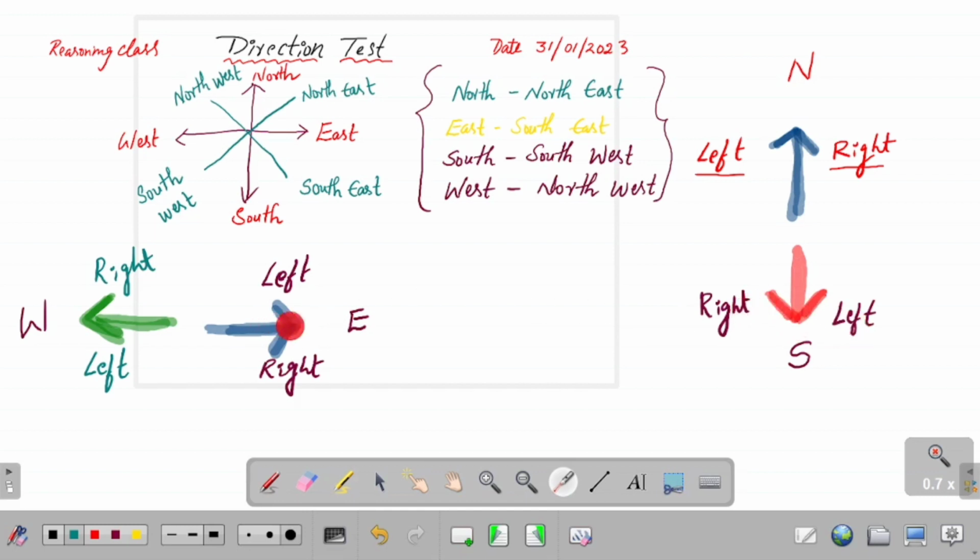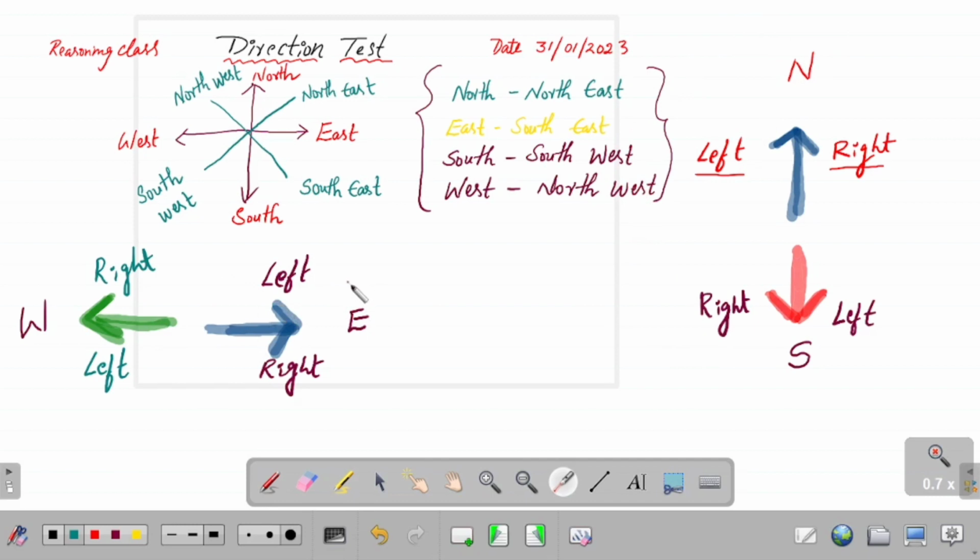When you are in the east direction, facing toward the sun rising side, this is your right and this is your left. When you are facing towards the west direction, sundown, this becomes your right and this becomes your left. So quite opposite. These are the basic things we need to know while solving the direction test. These are the common things.